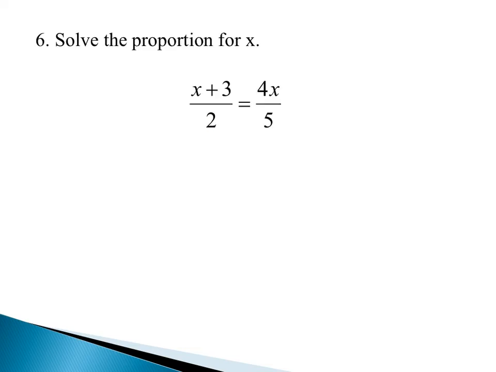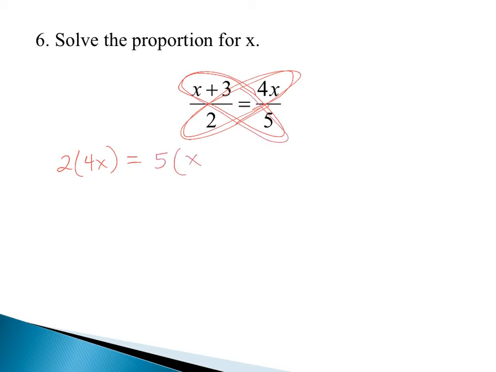Let's try another one, solve the proportion for x. Whenever you're solving proportions, you're going to do a thing called cross multiplication. So we're going to multiply 2 times the 4x. See that, how they're diagonal from each other? And that's going to be equal to, and now we're going to do the other 2, it's going to be 5 times x plus 3. See how the 5 and the x plus 3 are diagonal from each other.